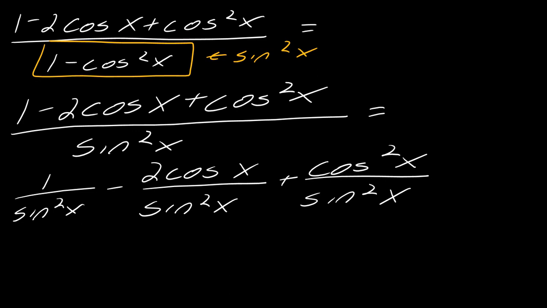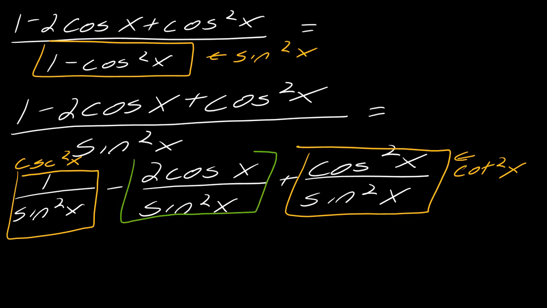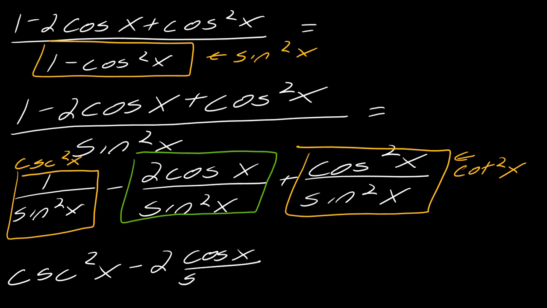Okay, so notice now this is cotangent squared x, and this is cosecant squared x. So we've almost got the identity that we were trying to prove, right? The last part then is this fraction here. I need to break this up into two pieces. So let me show you. Now I've got cosecant squared x minus 2 cosine x over sine x times 1 over sine x plus cotangent squared x.